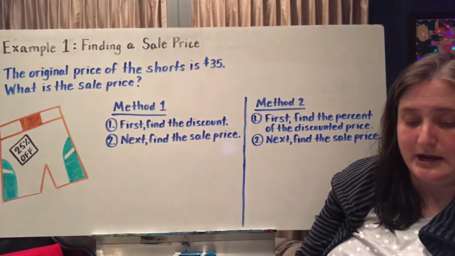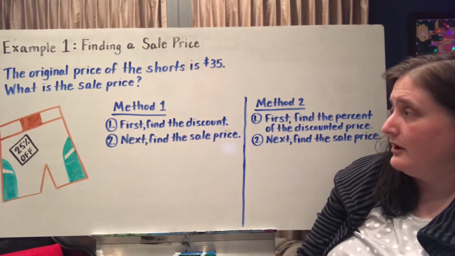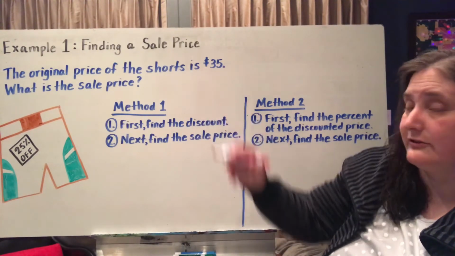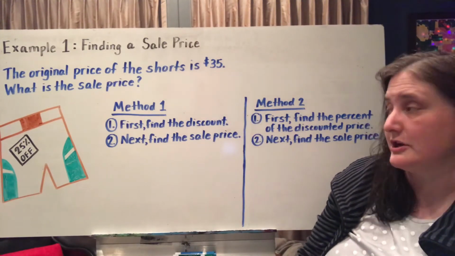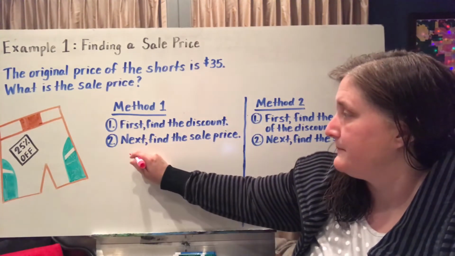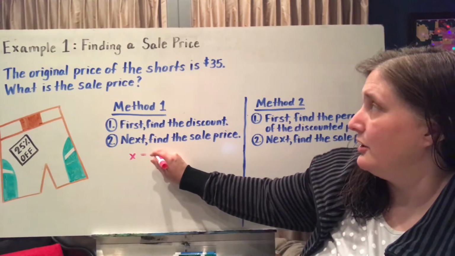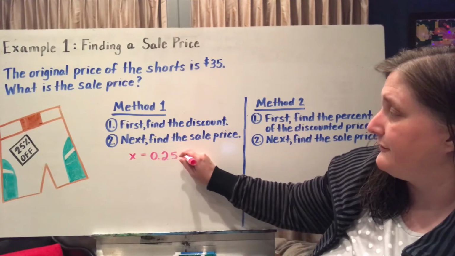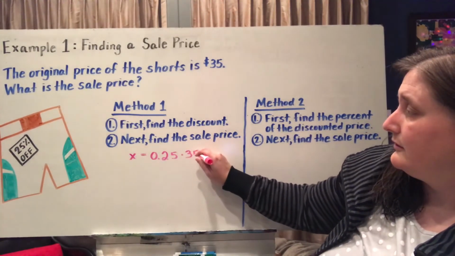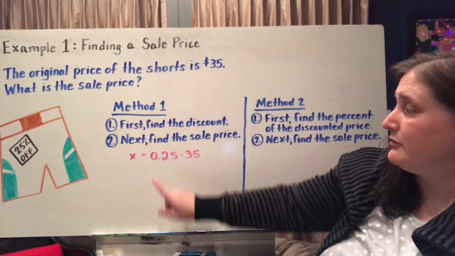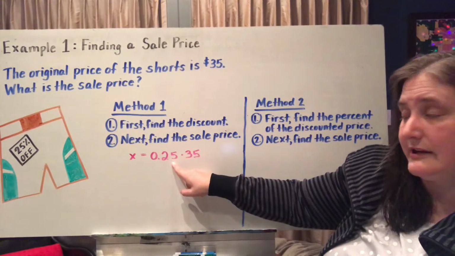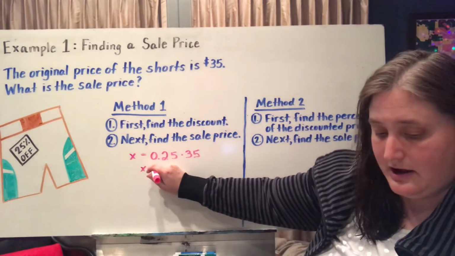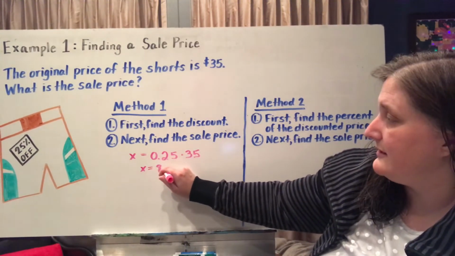So I know that it's going to be 25% off, and I need to find 25% of this $35. So you can use a proportion or an equation. I'm going to use an equation here. I want to know 25% of a total $35. So since I'm doing an equation, I'm doing 0.25, my percent as a decimal, times my total, 35, and for that answer, I get $8.75.